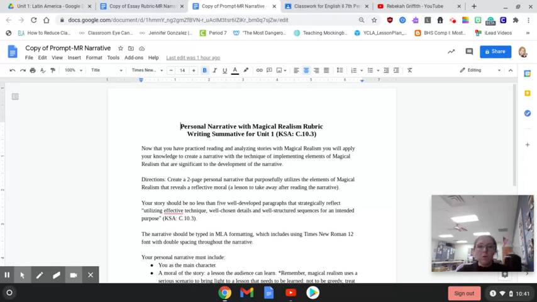So tell me one story, something that happened to you in which you learn a lesson. You include one piece of magical realism, and then you move on. And it's just 2 pages, MLA formatting. So let's look at the rubric.